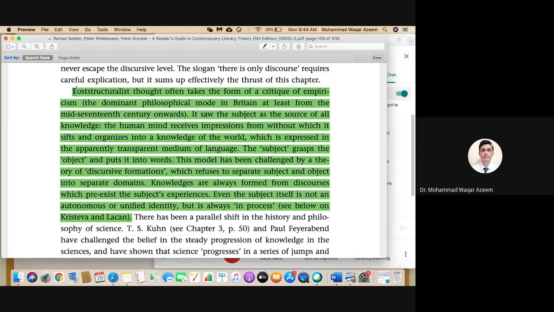So post-structuralist thought often takes the form of a critique of empiricism, the dominant philosophical mode in Britain, at least from the mid 17th century onwards. Now, what did empiricism say? Empiricism saw the subject as the source of all knowledge. The human mind receives impressions from without, which it sifts and organizes into a knowledge of the world, which is expressed in the apparently transparent medium of language. The subject grasps the object and puts it into words, right?